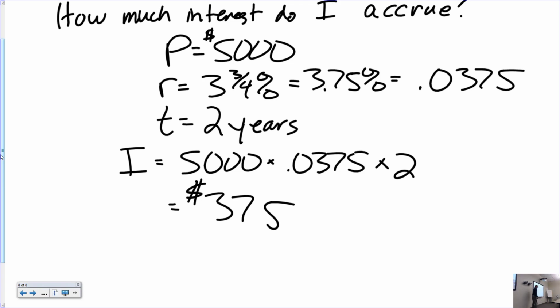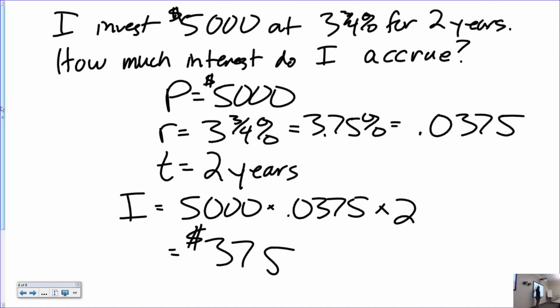The $375, that got tacked on to the principal, and that would be like how much they have to pay after 2 years? Well, since I'm investing, this is the interest that I earn. So it gets tacked onto my $5,000 when I'm done. So they will give me the $5,000 that I invested back and the $375 on top. All right?